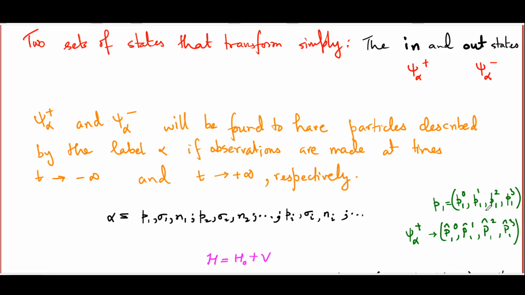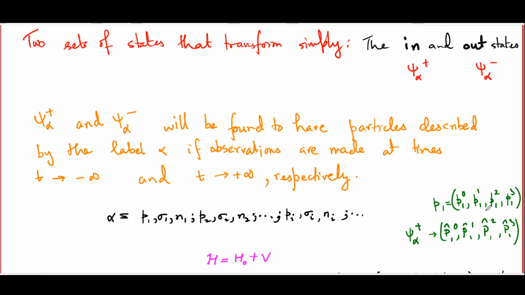Rather than saying will become, we should really say will be, because it's the operators which evolve, not the state itself. So the all important point I'm trying to make here is that the in states and out states are actually eigenstates of the total Hamiltonian. They are not eigenstates of the other relevant operators at all times, but they are eigenstates of what the operators become in the distant past or the distant future in the two cases.